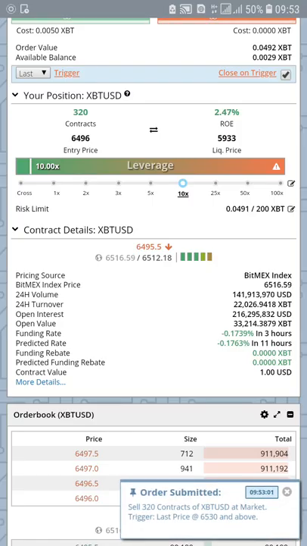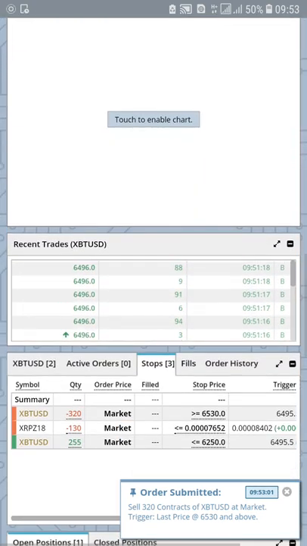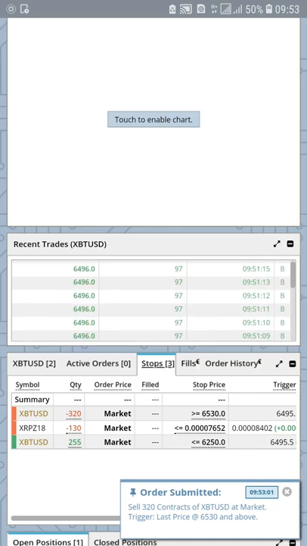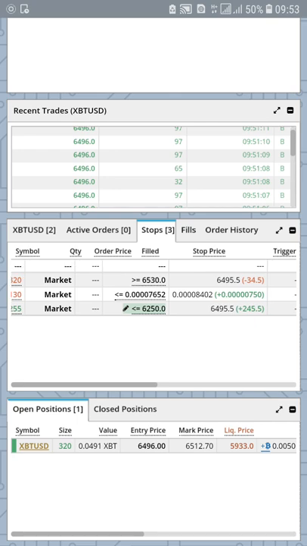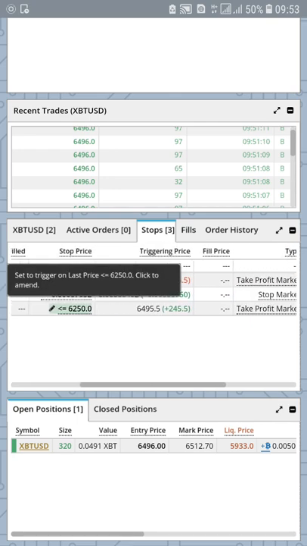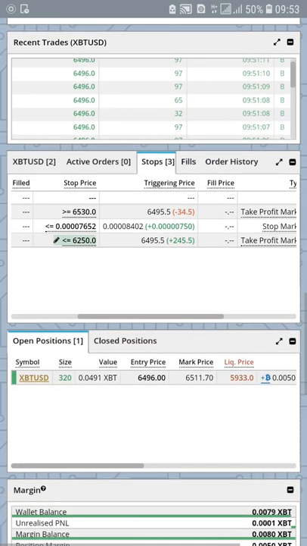So my take profit order has been submitted, and I'm going to find this under stops. If I click on my stops, I'm going to see my take profit order there. It's going to trigger.